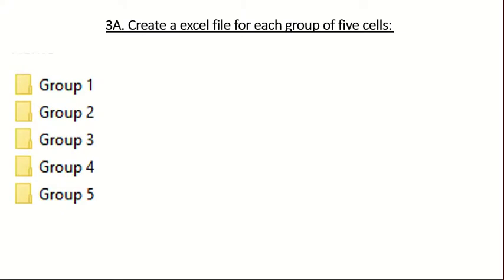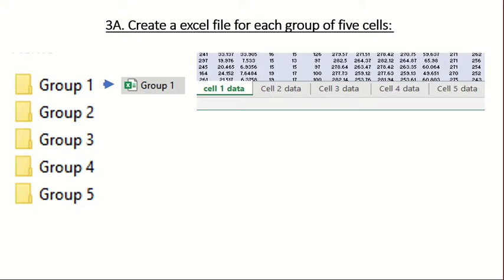The next step is to create an Excel file for each group of 5 cells. So for example, here, this could be an example. Here we have the group 1. And I suggest you to have the following names: group 1, 2, 3, 4, and 5, just because it will be easier to organize.